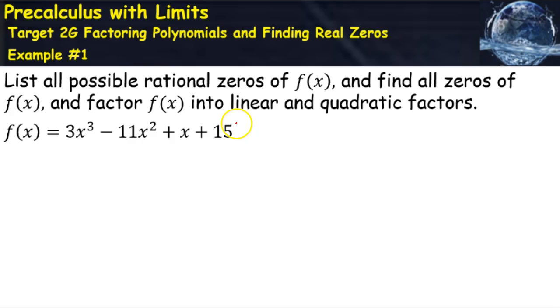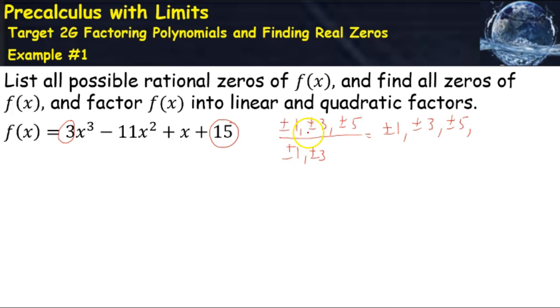So to list the possible rational zeros, we look at factors of the constant divided by factors of the leading coefficient. So we're looking for factors of 15, which are plus or minus 1, plus or minus 3, and plus or minus 5. And those have to be over factors of 3, so plus or minus 1, plus or minus 3. So that gives me plus or minus 1 over 1, plus or minus 3 over 1, and plus or minus 5 over 1.